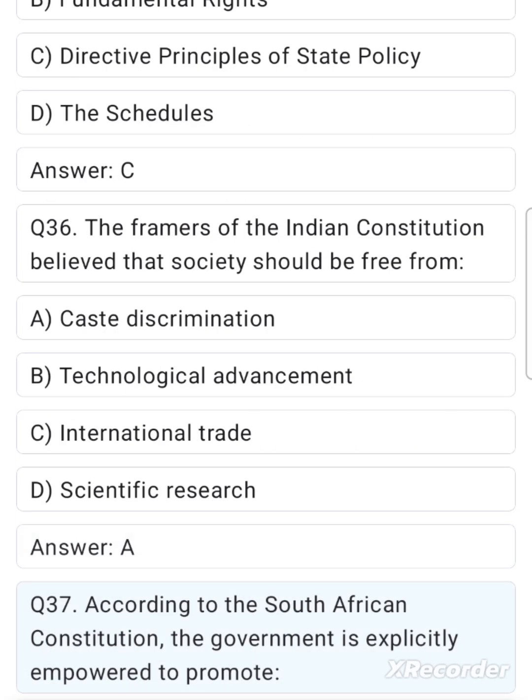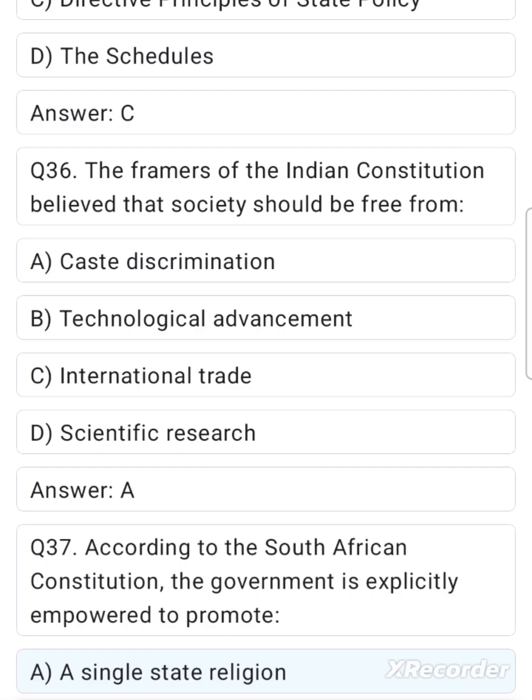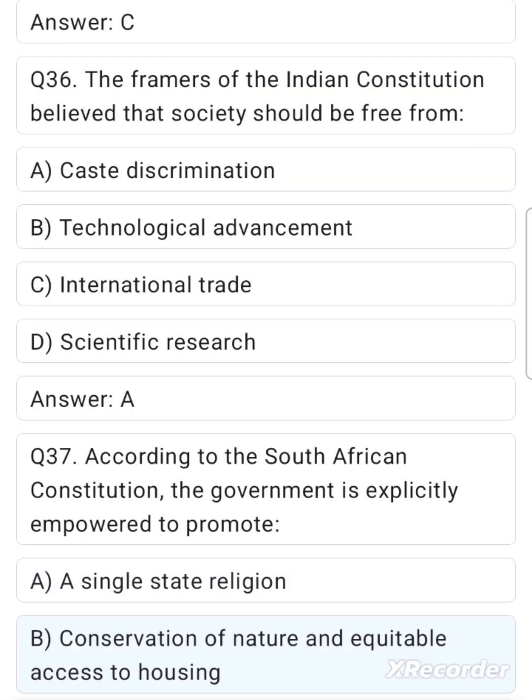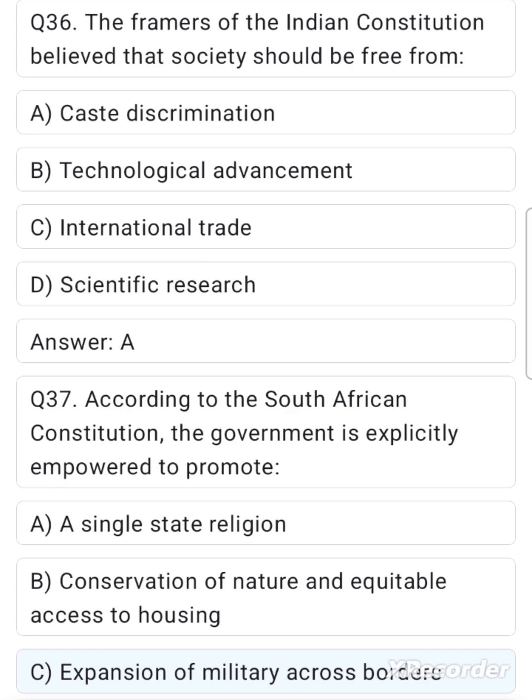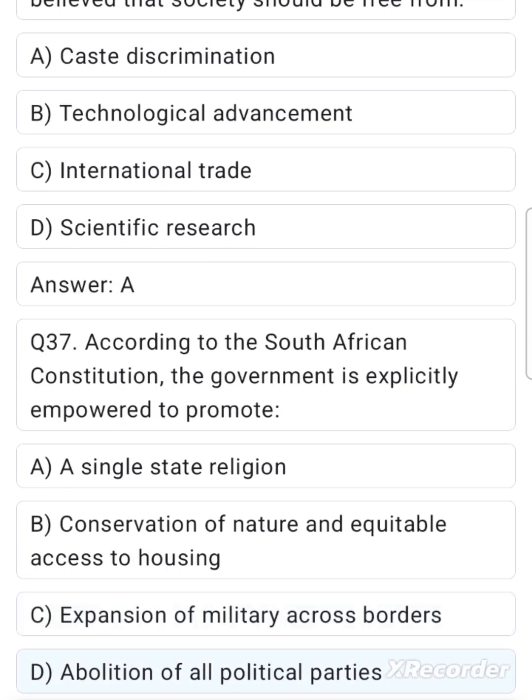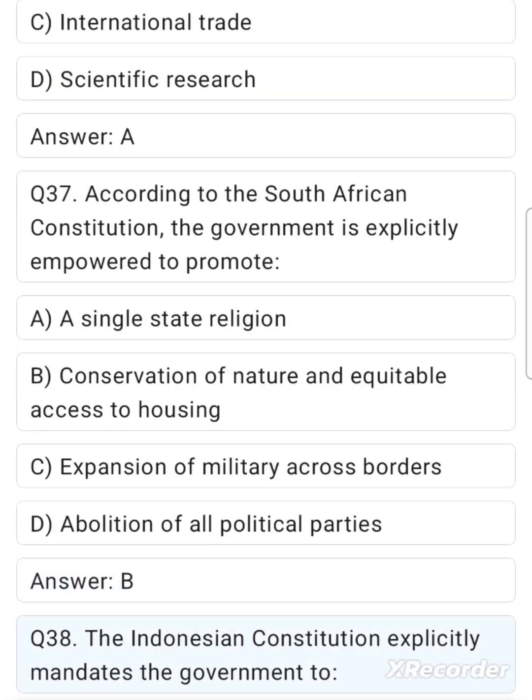Answer. A. Q37. According to the South African Constitution, the government is explicitly empowered to promote A. A single state religion. B. Conservation of nature and equitable access to housing. C. Expansion of military across borders. D. Abolition of all political parties.